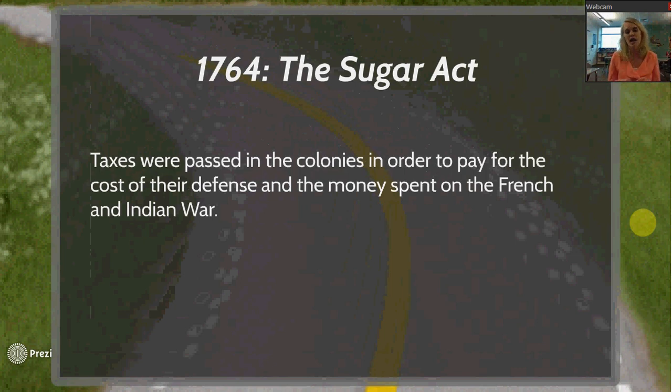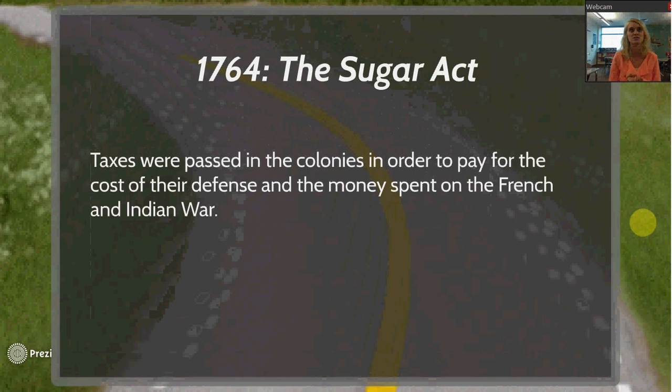So the Sugar Act is an act specifically put on sugar, obviously, molasses, this sort of thing. The idea is that it's going to pay for the cost of defense and the money spent on the French and Indian War. The colonists are a little perturbed by this. A lot of the colonial governments had already raised money to pay for their own French and Indian War debt. Virginia, for example, had put a tax on wagon wheels in order to raise Virginia's part of the French and Indian War debt. And so they're like, why do we need to pay this twice? That's not cool. We don't really like that.